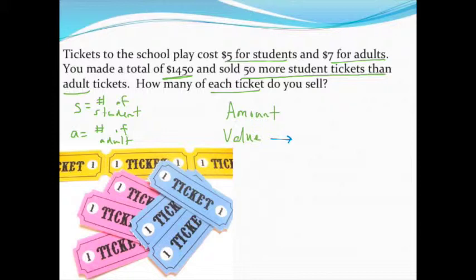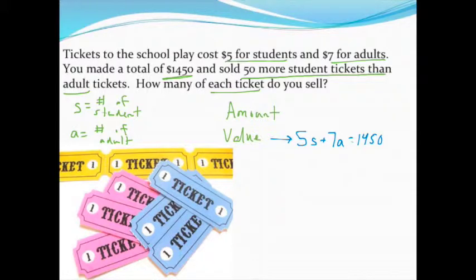Well, student tickets were $5 a piece, so I'm going to say $5 times every student ticket I sold, plus adult tickets were $7 a piece, and then how much money did I make altogether? That was $1,450. So there's all my money. All your money goes in the value equation. None of it is going to go into the amount equation.